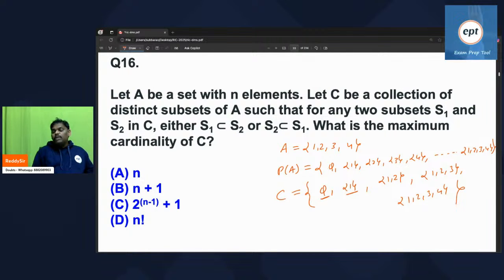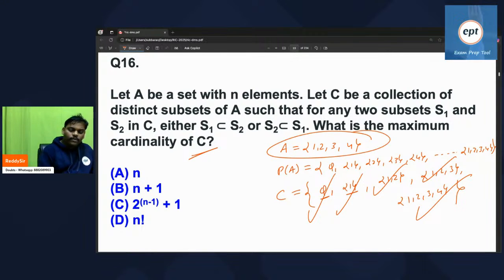What is the maximum cardinality of C? Means C can contain maximum how many people? 1, 2, 3, 4, 5. So if I take 4, it is taking 5. I think B is the answer. Any objection? If anyone says, sir, I have objection, let me know.